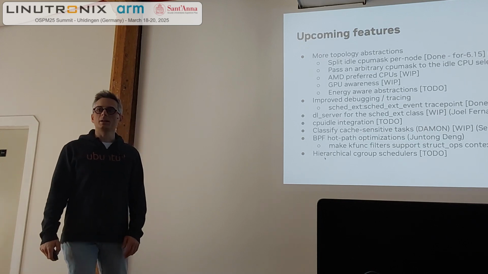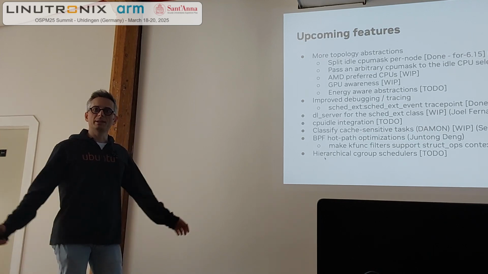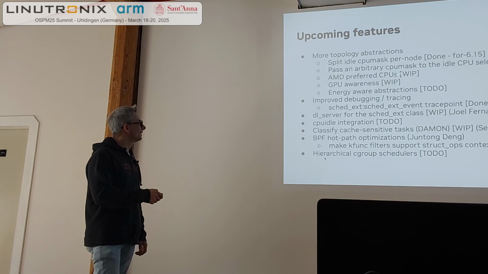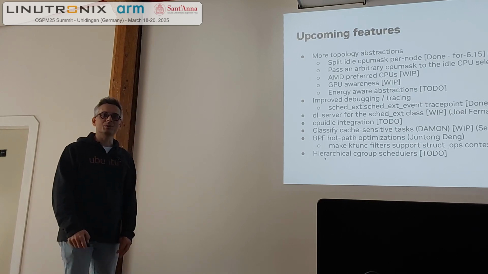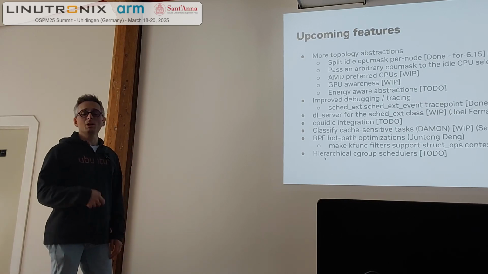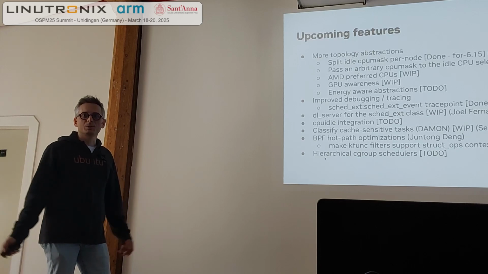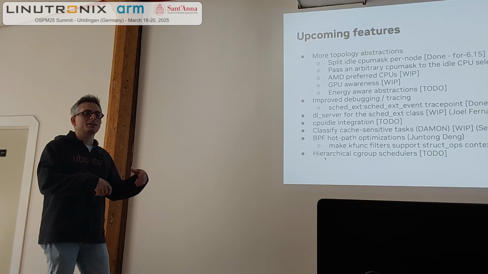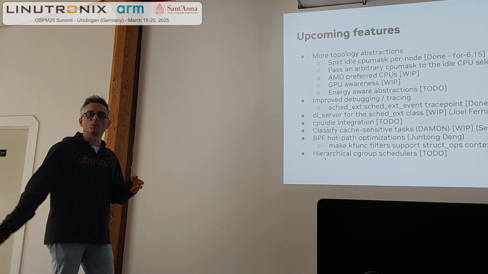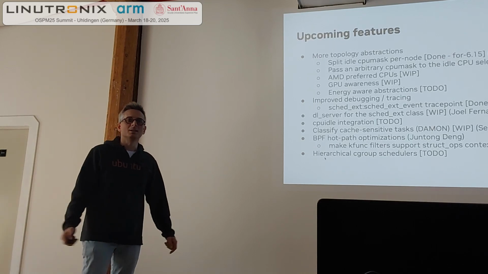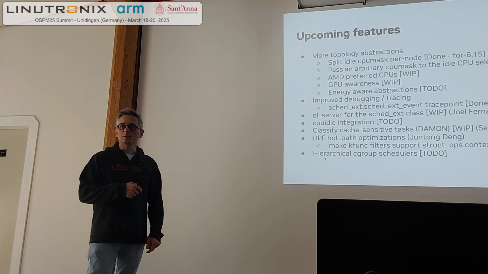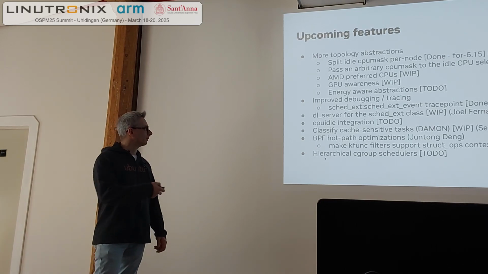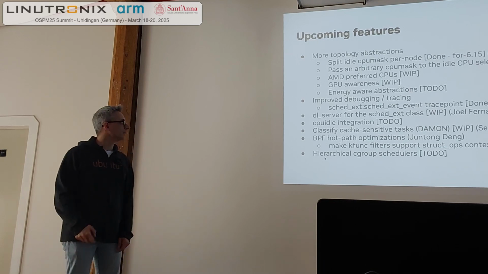EAS, energy aware scheduling, is something that we need to explore. We haven't done anything. It's a completely new world on the sched_ext side. Again, you can do user space things because you can collect some information from user space and populate some BPF maps. But it would be nice to have some core functionality for energy-aware scheduling.